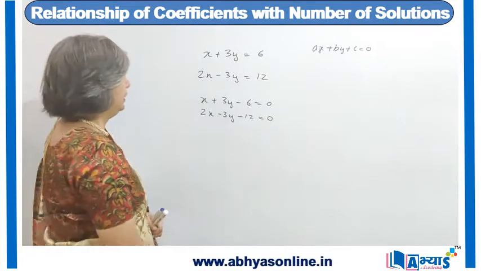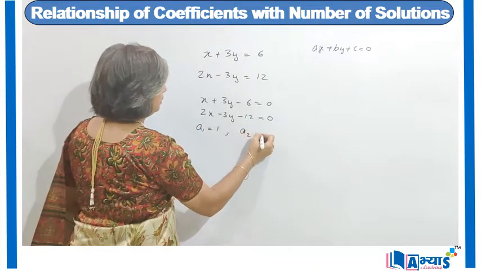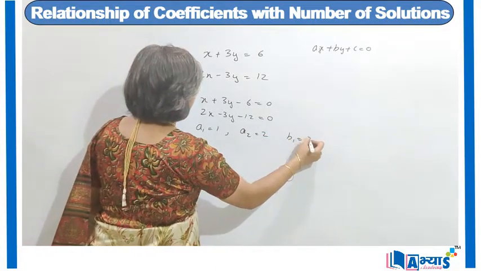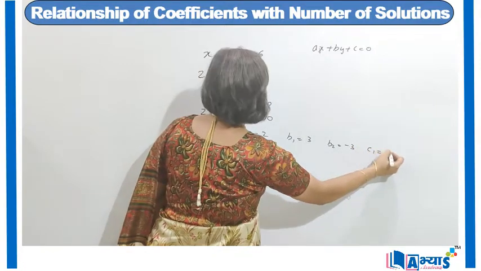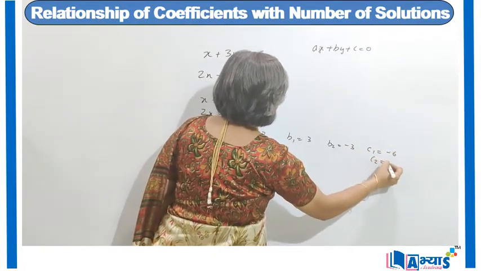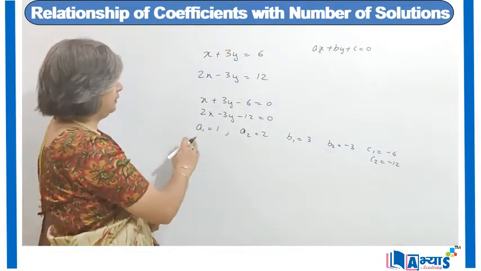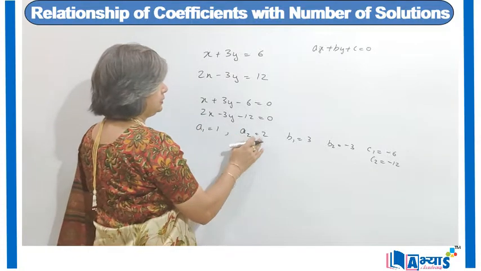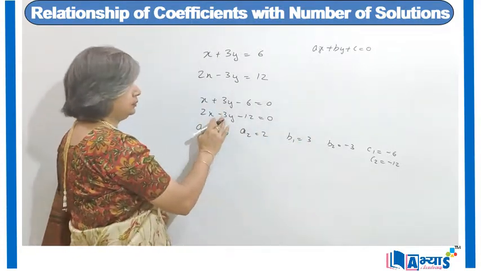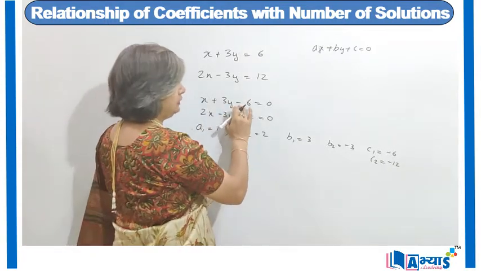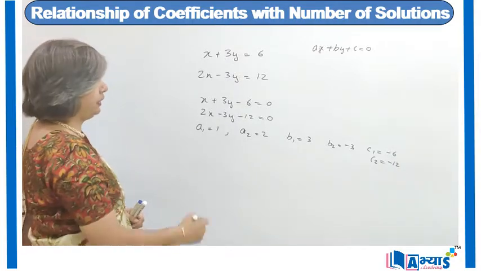Now here a1 is equal to 1, a2 is equal to 2, b1 is equal to 3, b2 is equal to minus 3, c1 is equal to minus 6, and c2 is equal to minus 12. Now we will try to find the ratios.